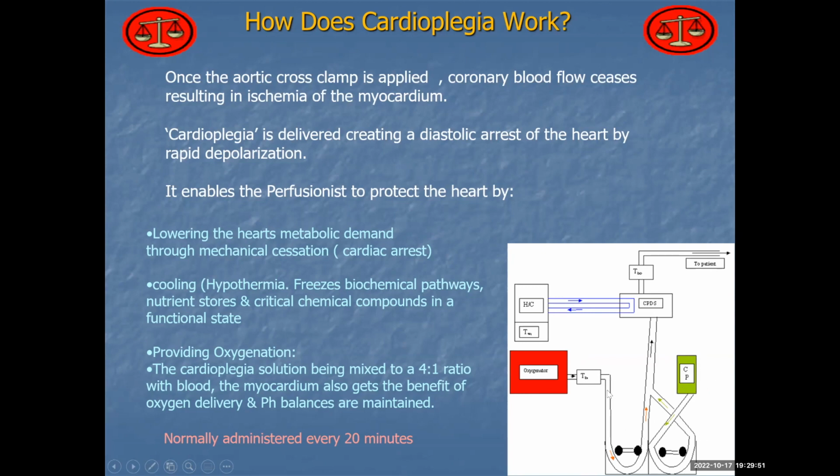Now this can be done in a number of ways. You can have this tubing 4 times bigger than that. You can have this pump turning 4 times quicker than that. So there are loads of different ways. Also, as the blood passes through the heat exchanger, we're going to give it cold, like I mentioned. So we're protecting the heart by reducing its metabolic demand through cardiac arrest by about 85%. By cooling it, we reduce the metabolic demand of the heart cells by about another 10%, and then providing the oxygenated blood, which we will usually give every 20 minutes whilst the cross clamp is on.